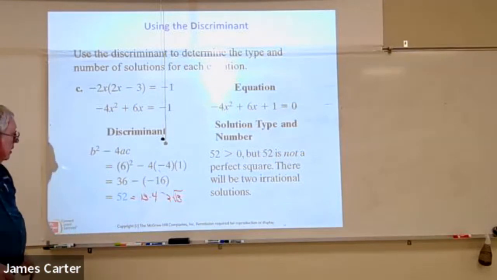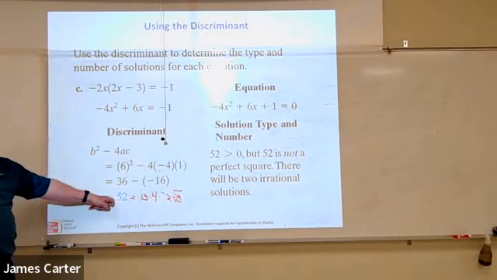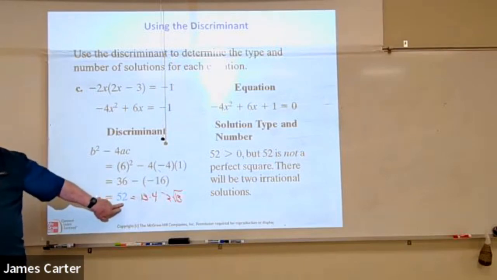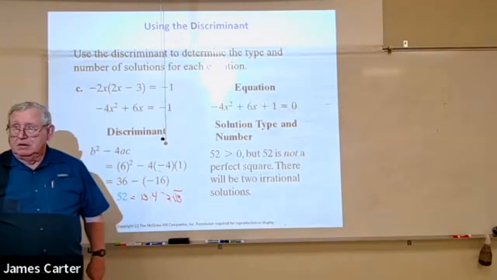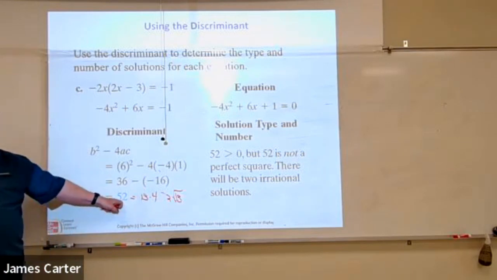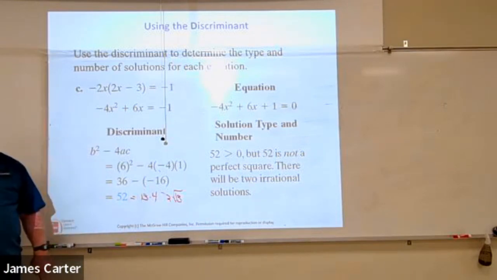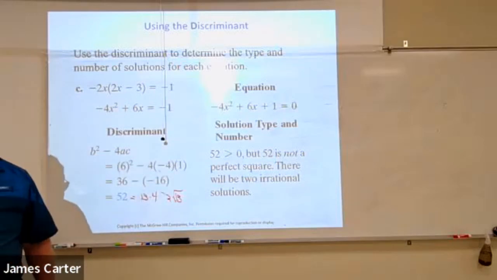If you get a perfect square here, then you just got 2 real numbers. If you got an imperfect square, then you're going to get 2 irrational numbers. And if you get a negative something, then you're going to get 2 imaginaries. And that's everything there is to know about discriminant.